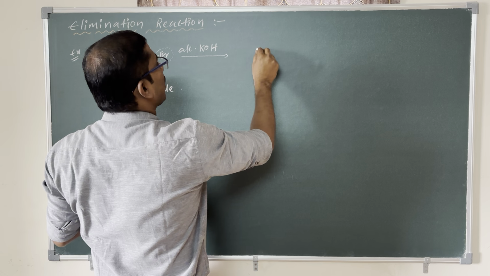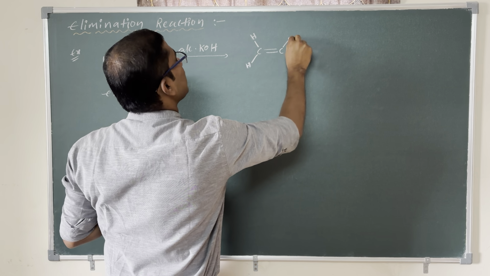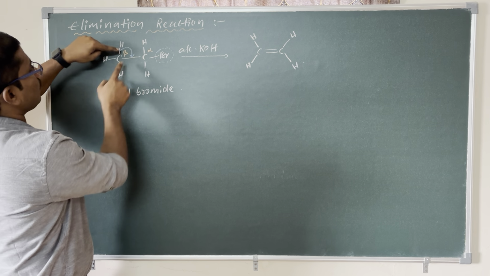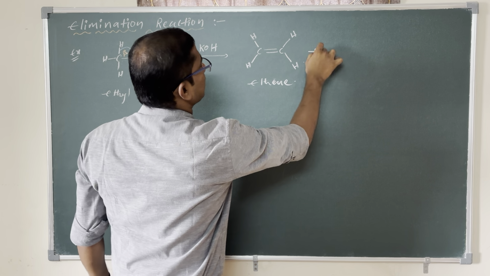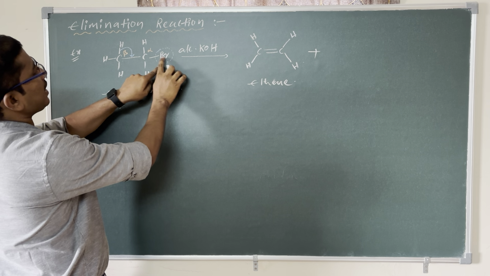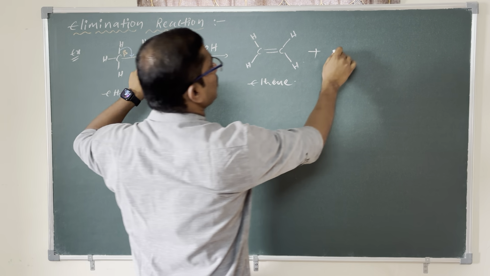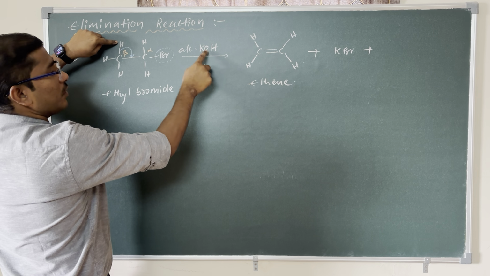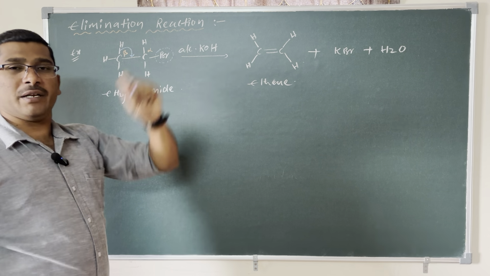So the total compound we are getting here is CH2 double bond CH2. Ethene we are getting. The name of this compound is ethene, plus the bromine which is eliminated from the alpha carbon atom will combine with potassium and be eliminated as potassium bromide, plus the hydrogen which is eliminated from the beta carbon atom will combine with the OH group and be eliminated as H2O. H and OH will be eliminated as water.